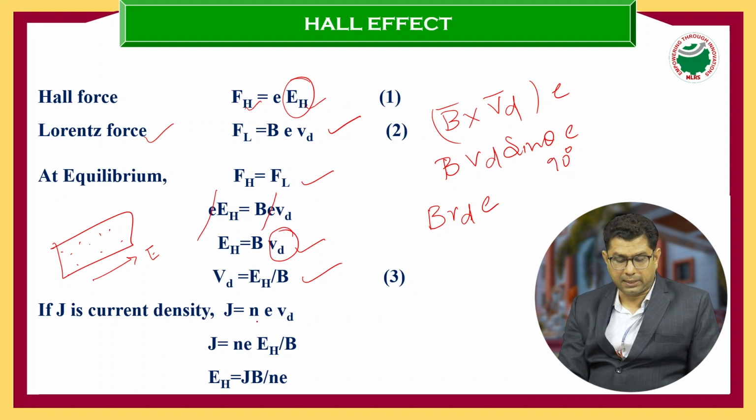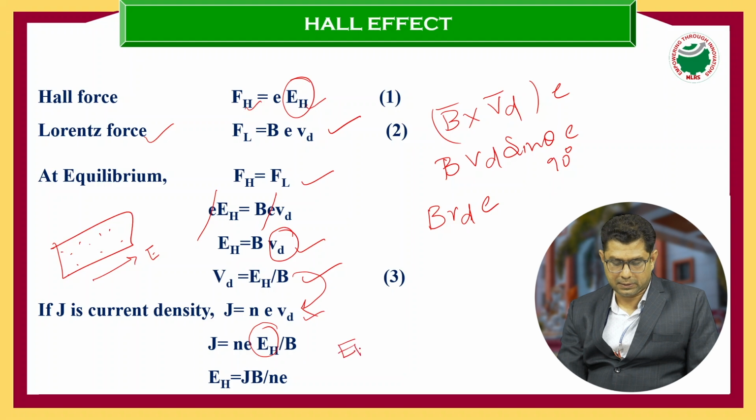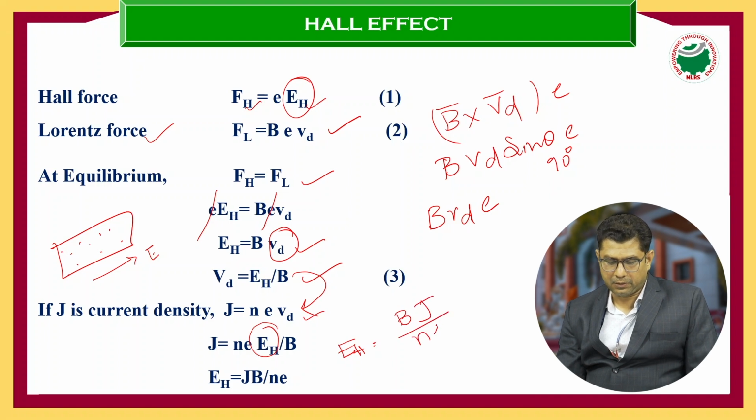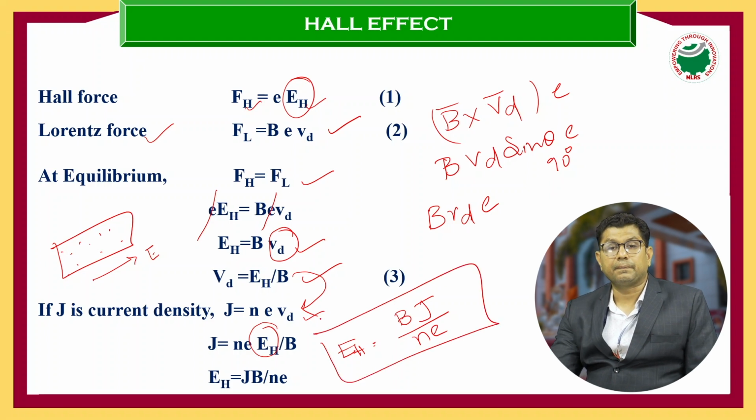Here the current density is J equals n e into VD. Here VD from equation 3 I am replacing: VD is EH by B. From this equation, transposing B to the left hand side, EH equals B into J by n e. EH equals JB by n e. This is nothing but the Hall field or Hall electric field.